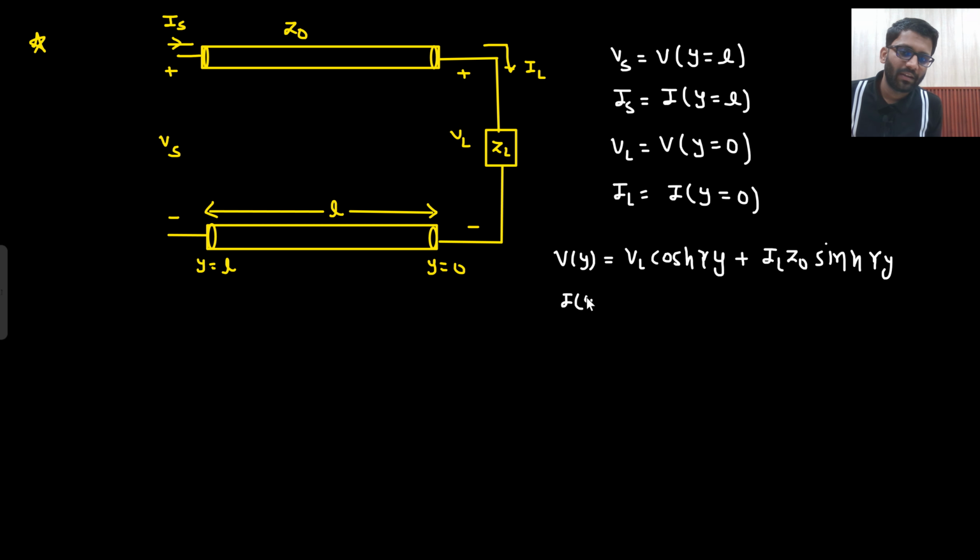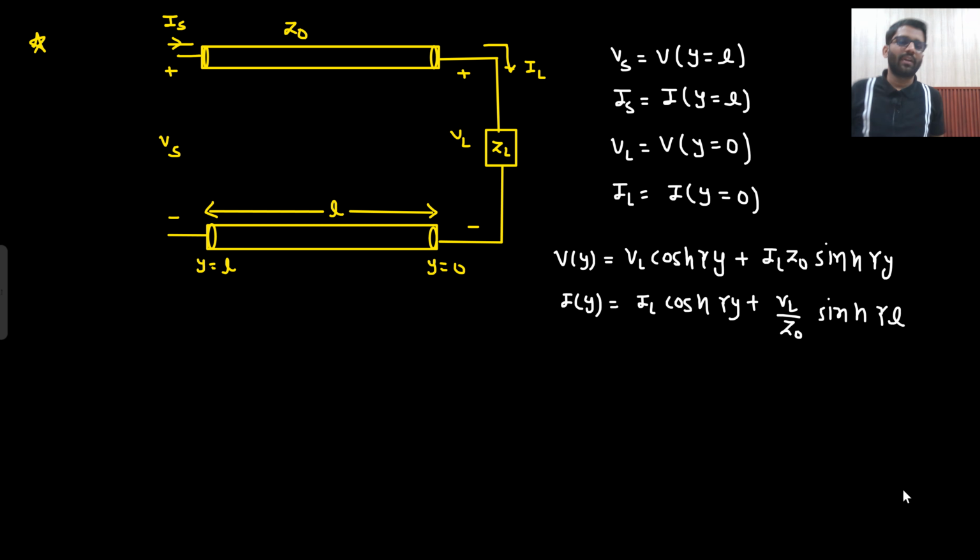And what is your Iy? Iy is IL cos hyperbolic gamma Y plus VL by Z naught sin hyperbolic gamma Y. Okay, gamma Y. And if you talk about a lossless transmission line, that means for lossless, cos hyperbolic gamma Y will be replaced with cos beta Y, and sin hyperbolic gamma Y will be replaced with J sin beta Y.